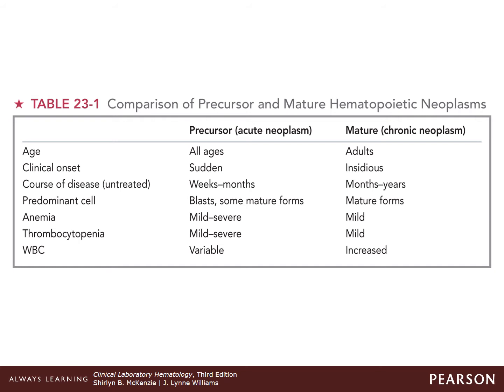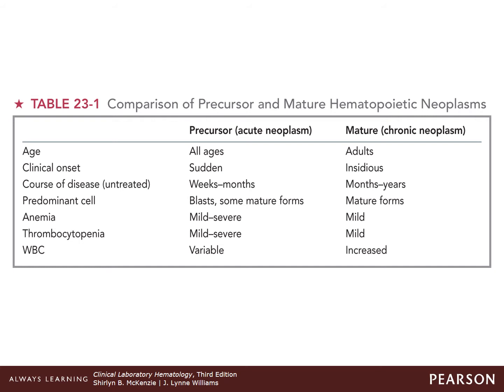In the mature types, you're definitely going to see cells that are able to mature. And the anemias will be present now because it is affecting the bone marrow overall. So with the acutes, you'll see a mild to severe type of anemia, and in the mature types, you'll see a mild one. Similarly with thrombocytopenia, you're going to see that these are variably affected, with a mild to severe thrombocytopenia in acute types of neoplasm, and mild decreases in mature or chronic.